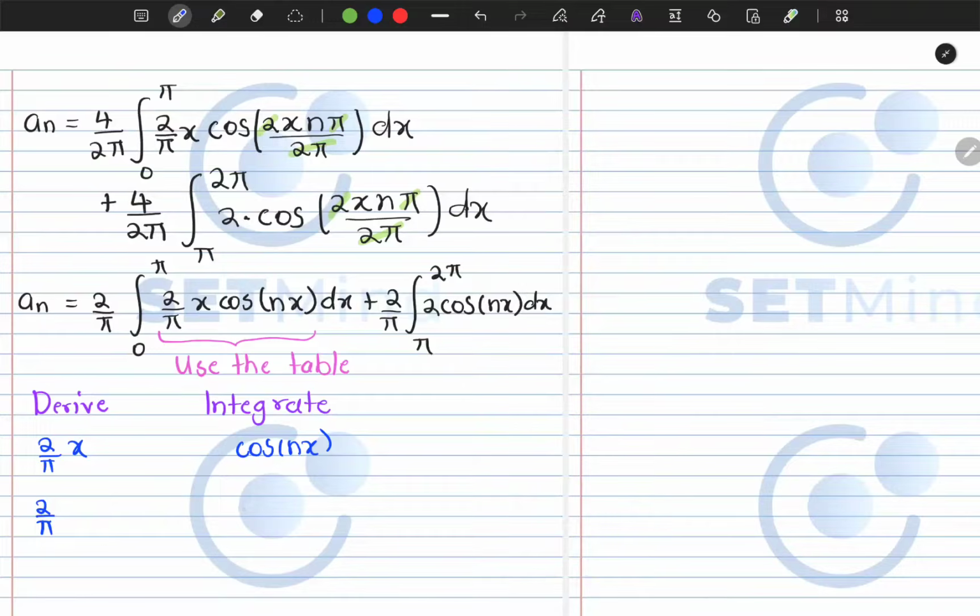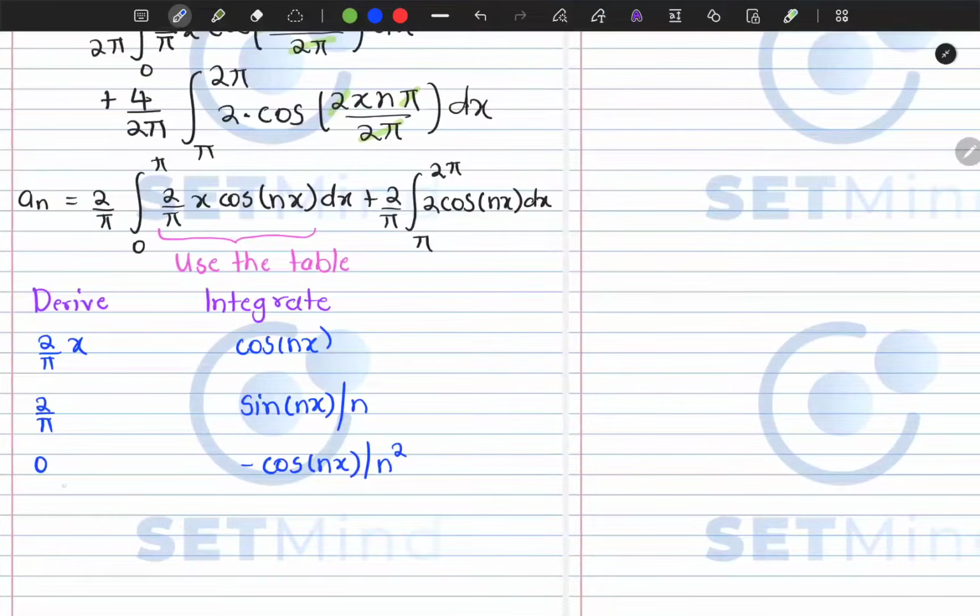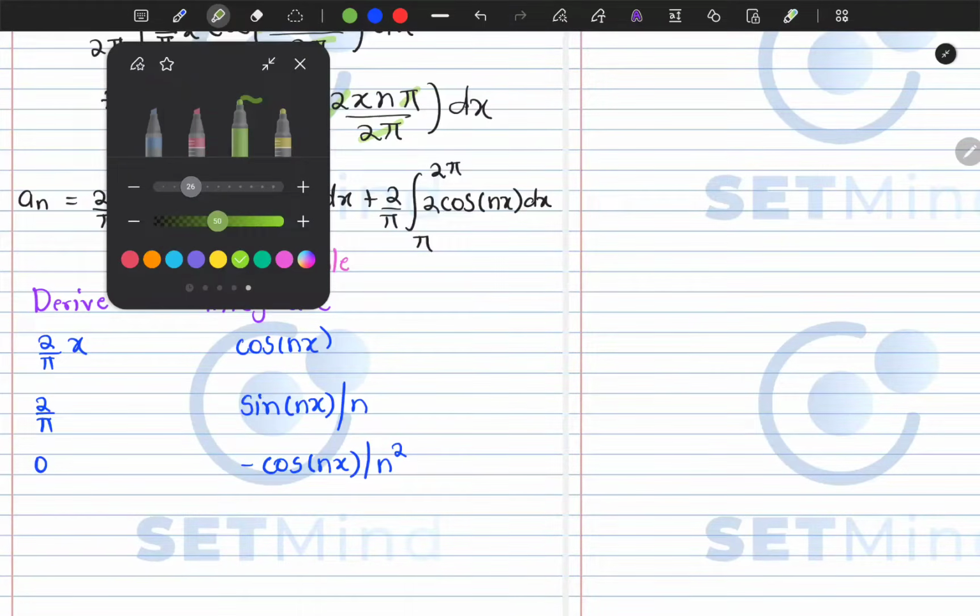And then when I integrate, we get sine of nx. Remember, we are integrating with respect to x, so this will be divided by n. When we derive one more time, we get 0. And then when we integrate, we get negative cos of nx divided by, now if you observe carefully, you should have n squared. And then you can have the next part, but that doesn't matter, because once we get a 0, we stop.